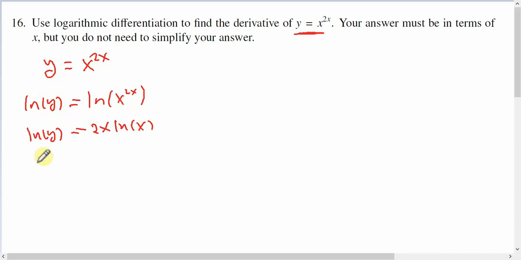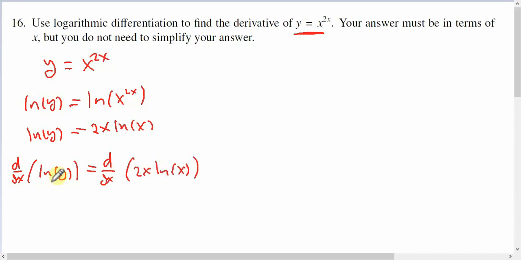Now I can take the derivative of both sides with respect to x. On this side, these variables don't match up, and so we know we have to use the chain rule. The chain rule says take the derivative with respect to what you see in the normal way, which is the derivative of natural log of y, which is going to be 1 over y, and then you multiply by the derivative of the inside function, which in this case is y, so you get y prime.